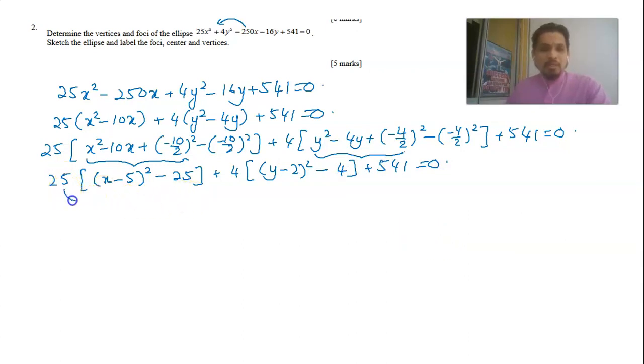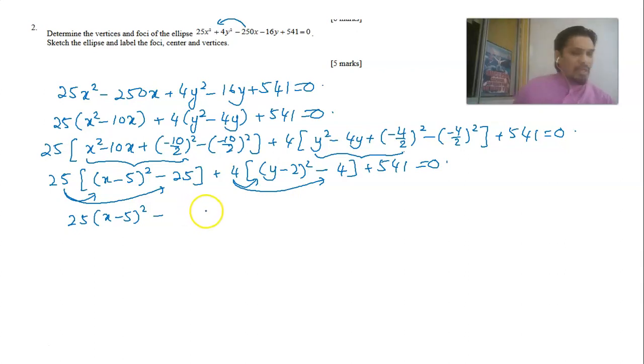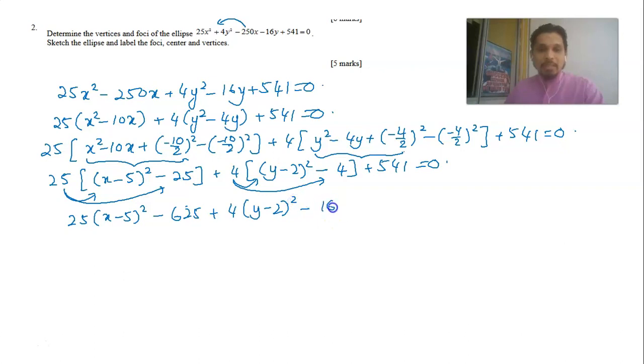Okay, so 25 multiplied with this, and also here, 4 times this, and this 4 here: 25 times (x minus 5) squared minus... okay, 25 squared, 25 times 25, sorry, I'm not really good in that process then. 25 times 25, 625. Sorry. 625 plus 4 times (y minus 2) squared minus 16 plus 5 4 1 equal to 0.